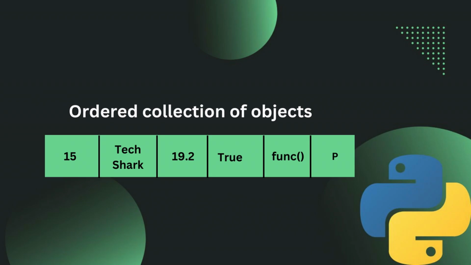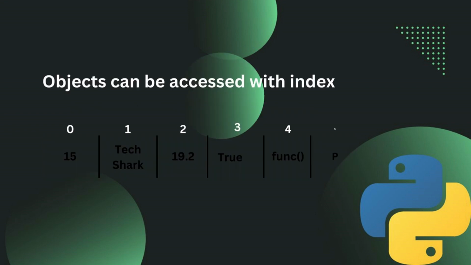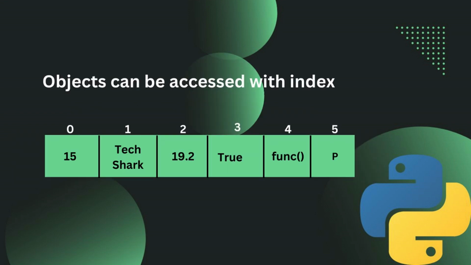Tuple is another data type from Python, which can hold an ordered collection of objects. Similar to a list, it can also hold any arbitrary type of objects. Here in this example, we can see my tuple is holding objects of type integer, float, boolean, or function pointers. Also, tuple objects can be accessed with an index, and the positive index always starts with 0.